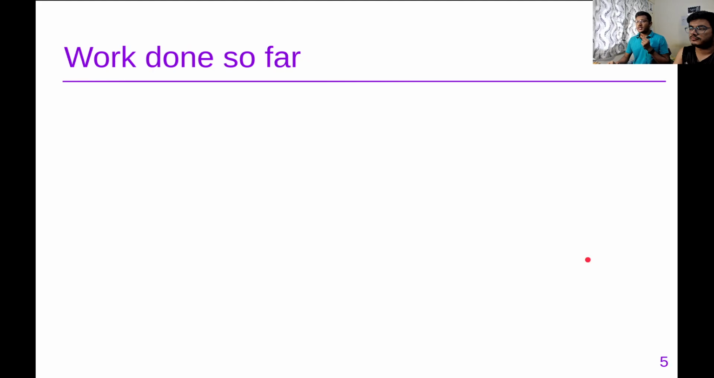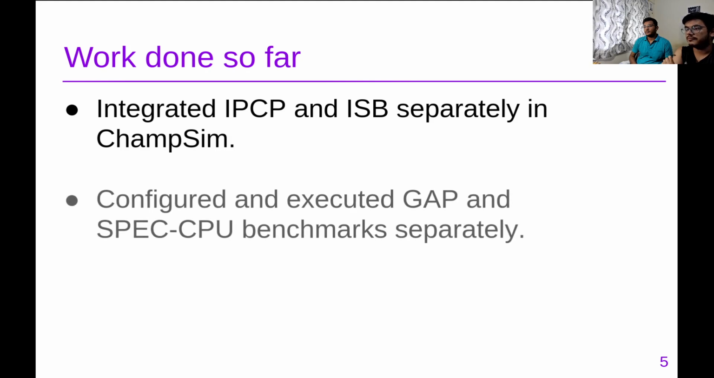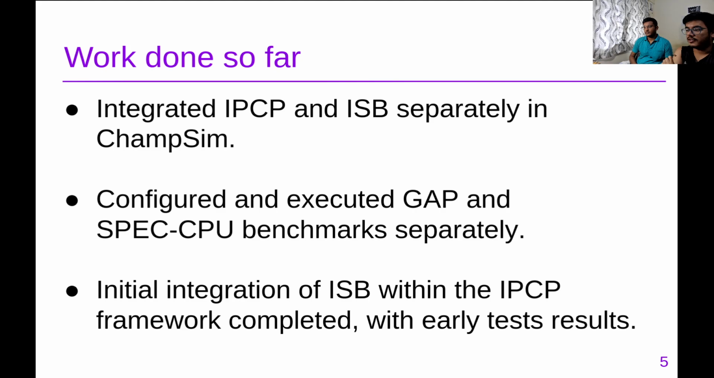Now, moving towards the work done so far, Arif. So for the work done so far, first we took the already existing artifacts of IPCP and ISB and integrated them in the ChampSim simulator. Then we downloaded the GAP benchmarks and a subset of the SPEC CPU benchmarks to evaluate these prefetchers. After this separate evaluation, we also tried the initial integration of both the prefetchers' logic into a single prefetcher, and then we did some testing.